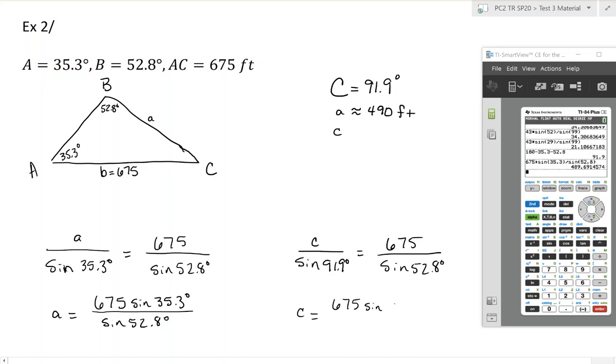75 times the sine of 91.9 degrees, over the sine of 52.8 degrees. So 675 times the sine of 91.9 divided by the sine of 52.8, and I get approximately 847 feet. All right, so it looks like we've solved that triangle there.